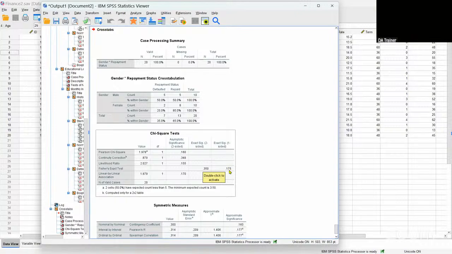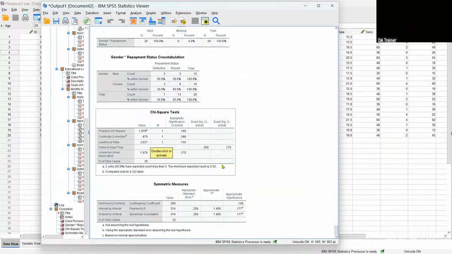This simply means that there is no relationship between gender and payment. Being a male does not mean that you will pay us as at when due, or being a female means that you pay us. It doesn't mean that way. So this is the interpretation of this term.